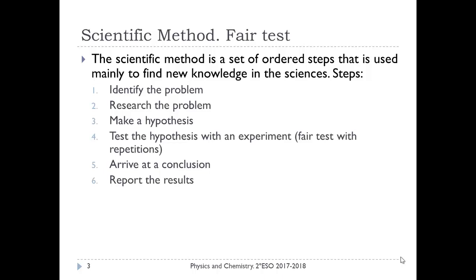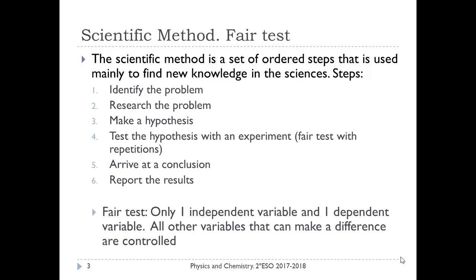Then you have to make a hypothesis. A hypothesis is what you think is going to happen. Then you have to test the hypothesis with an experiment using a fair test with repetitions. We're going to have a look at the fair test now. Then you're going to arrive at a conclusion after several repetitions, and in the end you have to report the results of your experiment.